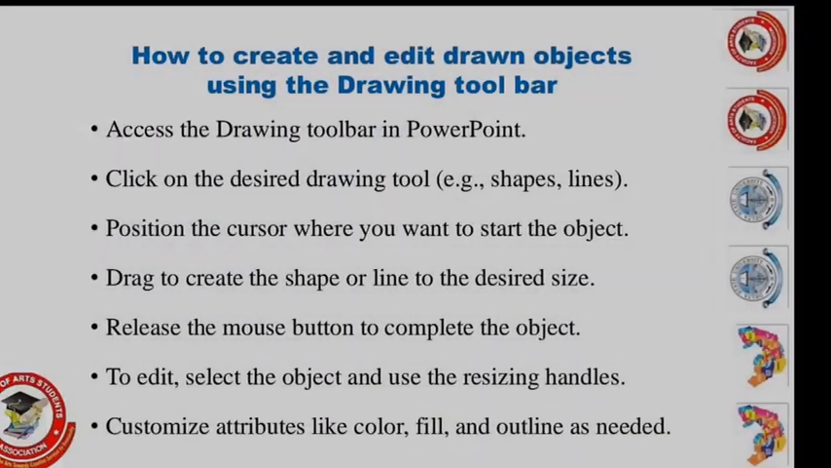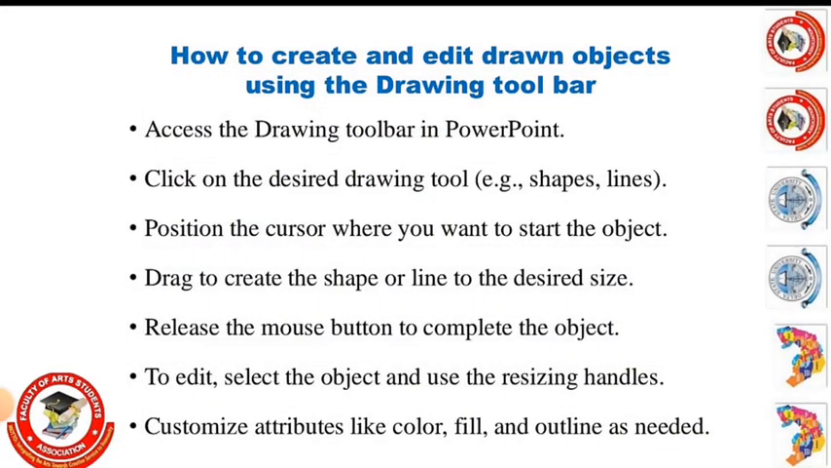You have to create and edit drawn objects. Now you have drawn the object, you want to edit it, you want to work with it. The first thing is that you access the drawing toolbar I have mentioned. You click on the desired one, either a shape or a line. Then you can position your cursor on the slide. You can do this now with your system as you're watching, and see it practically demonstrated.